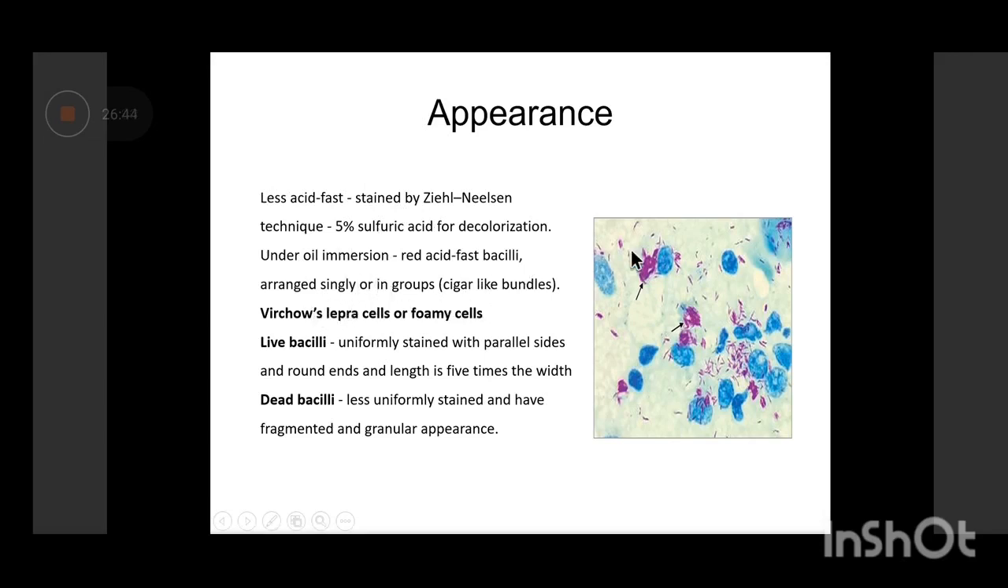These bacilli are cigar-shaped and arranged in groups. They form globi in the macrophages. They give a foamy cell appearance, which is why you see these foamy macrophages. These are the lepra bacilli, arranged mostly in groups, in cigar-like bundles.